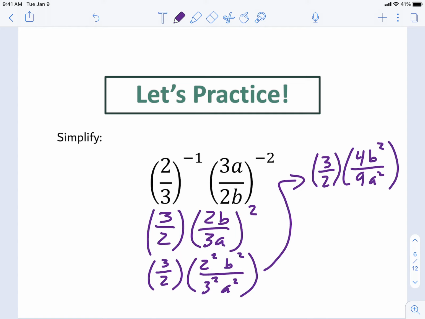And now we can just multiply the fractions. So multiply everything on top and everything on bottom. 3 times 4 is 12b squared over 2 times 9 is 18a squared. Now we can do some canceling here. 3 and 18 are both divisible by 3. Or they're both divisible by 6, excuse me, will be the easiest. So this would reduce to 2b squared over 3a squared, like that.